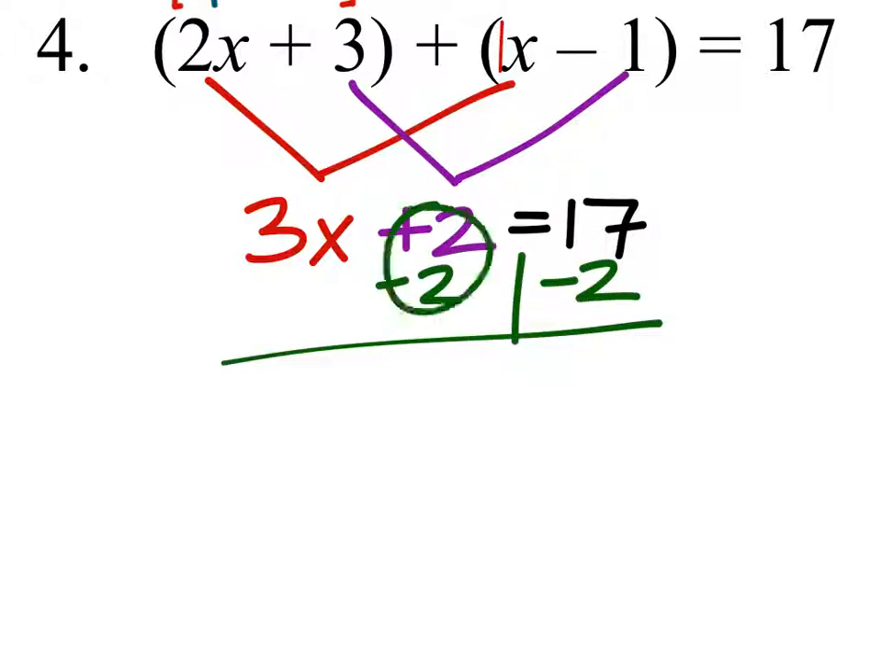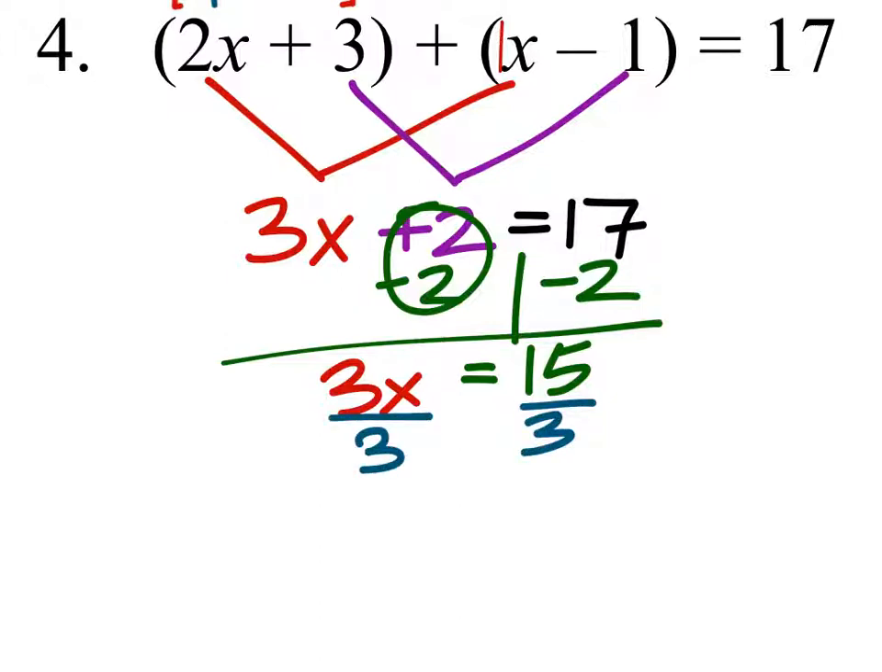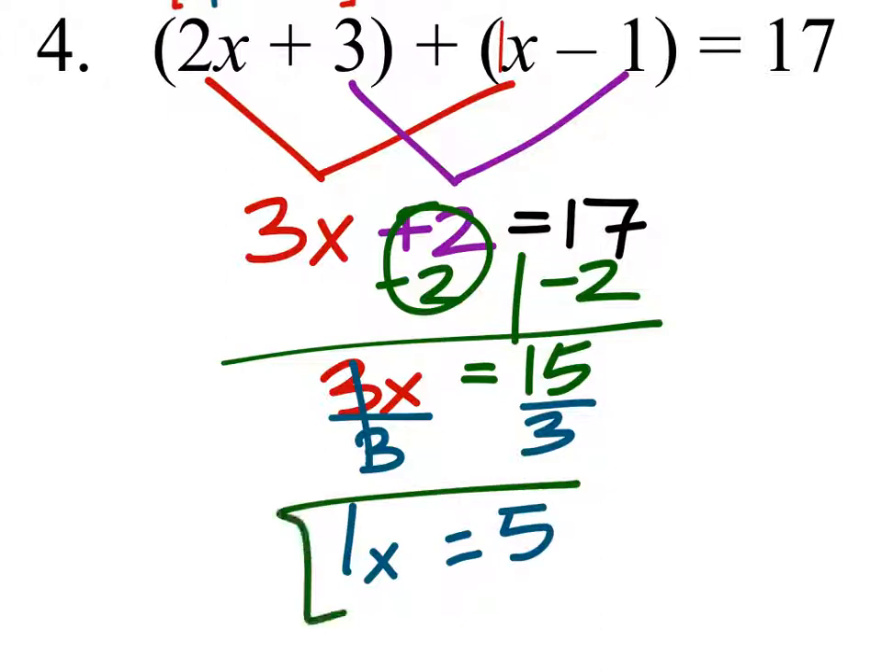Now to solve this equation, I would subtract 2 from both sides. And that zeroes this out, giving me 3x equals 15. And finally, to solve, we don't want 3 x's, we want 1 x. So to make a 3 a 1, I divide it by itself, giving us 1x. So x equals 5.